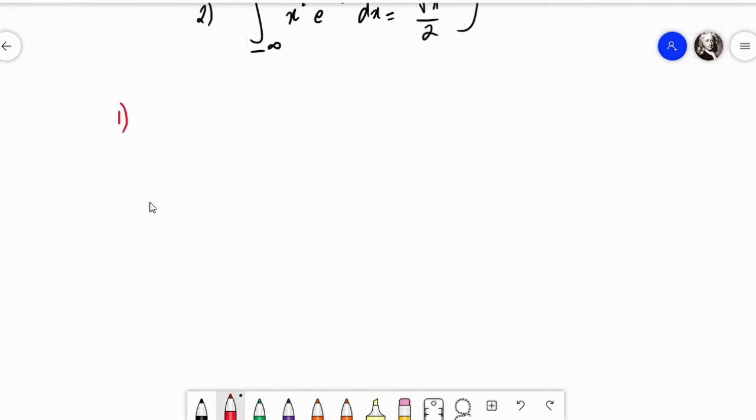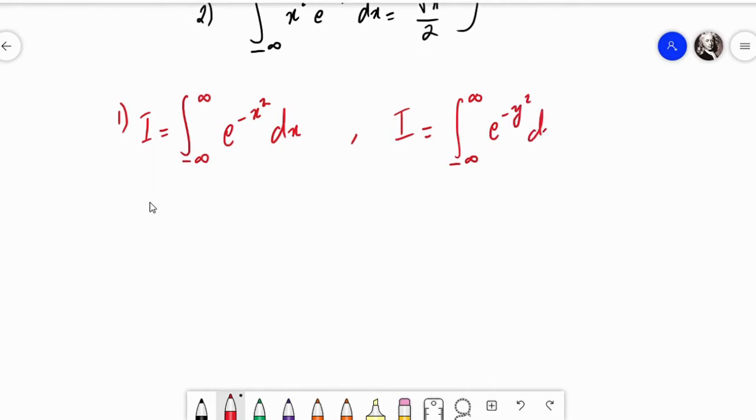It's fairly easy, so you don't have to worry that it's going to be difficult. The integral of e to the minus x squared dx. We will try to evaluate this integral by some technique, and that technique is just converting it into polar coordinates. So let me say that this is I, and let me also write it in another variable y, which will be the integral of e to the minus y squared dy.